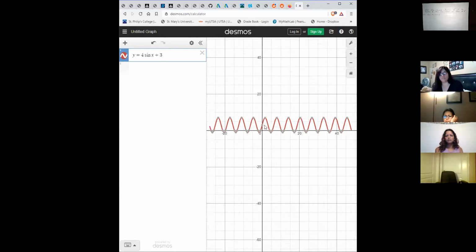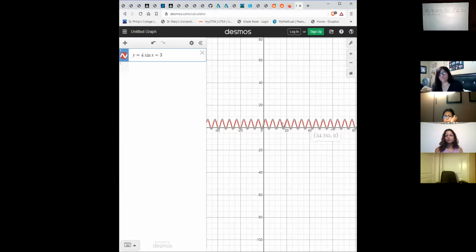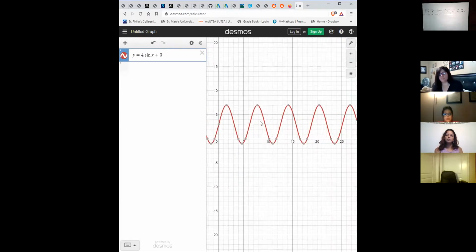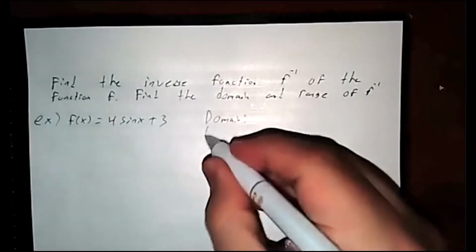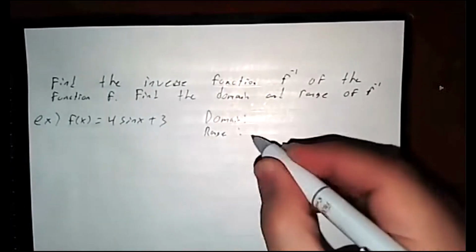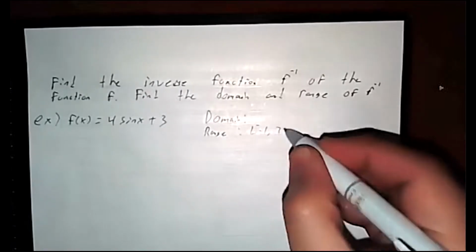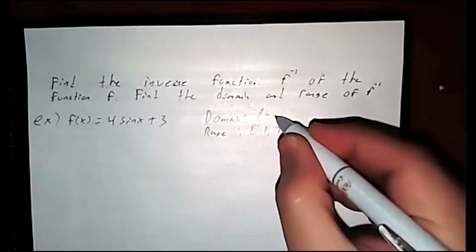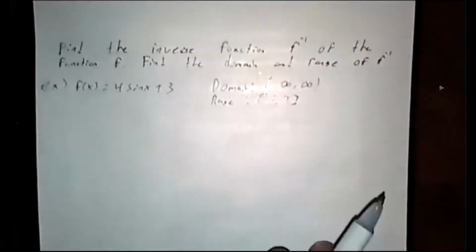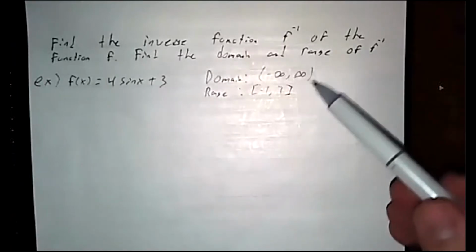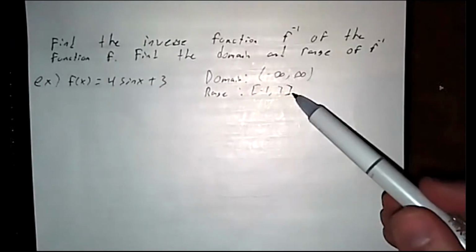The domain, well, goes on forever in the x direction, because domain is for x. Then you would say all real numbers, right? -infinity to infinity. So let me switch back here. We said -1 to 7 for the range, and -infinity to infinity for the domain. I'm using the interval notation. You guys remember what the brackets mean and the parentheses?